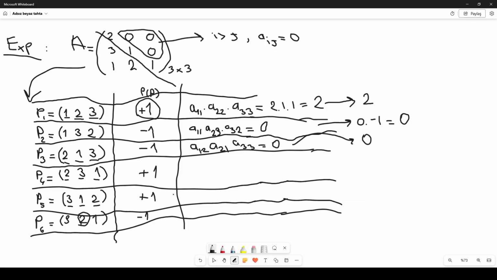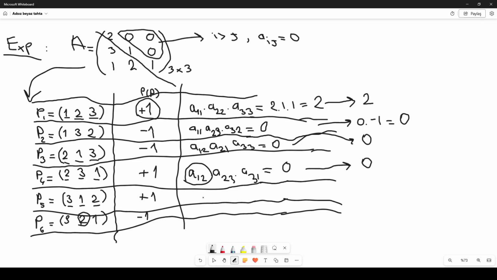Okay, let's proceed to the fourth permutation. What we have here is A12 times A23 times A31. And again, the A12 component is equal to 0 if you look at the values in the matrix A. So we have 0 here as well. Okay, so 0 times 1 is 0.